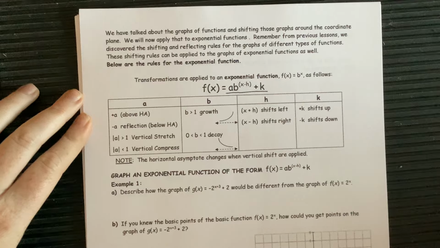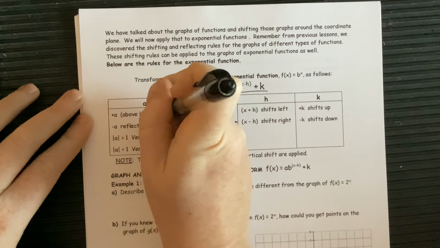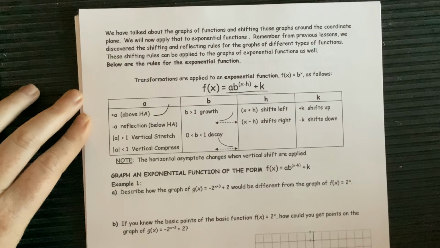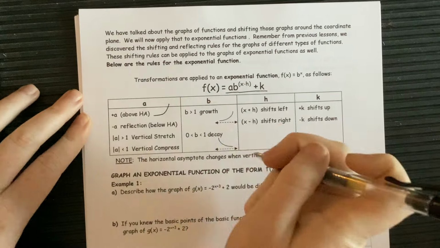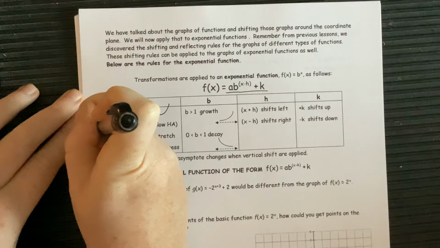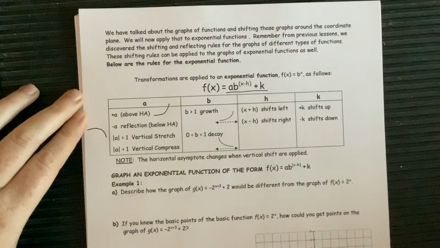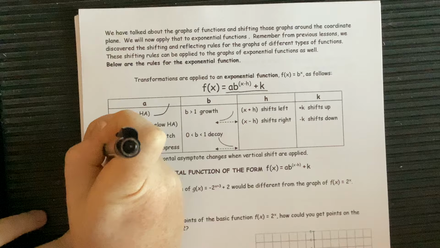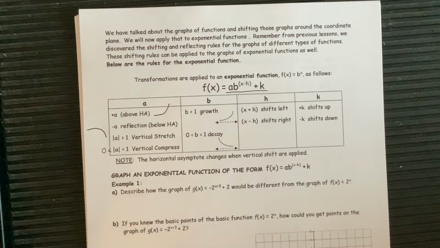So your a value, if you have positive, it's going to stay this direction. It's going to stay above that horizontal asymptote. If you ever get negative, that's when you reflect. So it's going to come and it's going to be down here below. If your a value is greater than 1, then you have that vertical stretch. And remember, if your a value is between 0 and 1, so if you have that fraction, that's when you get your vertical compress.